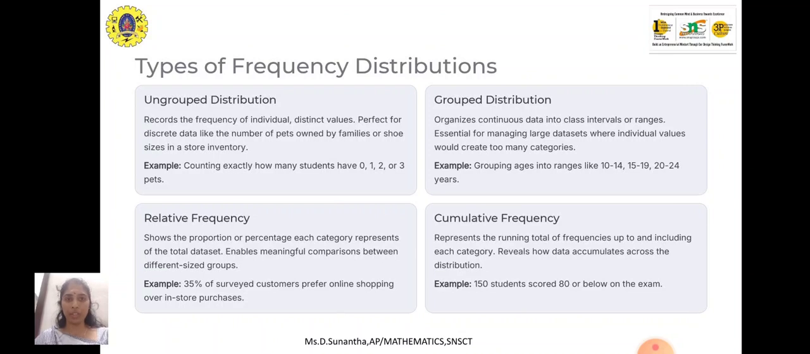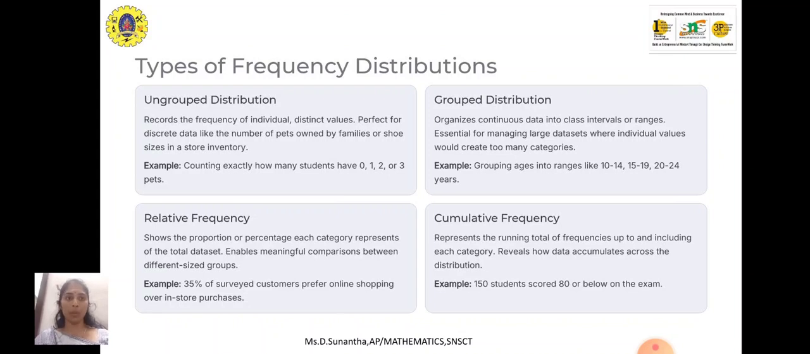So next is relative frequency, which shows the proportion or percentage each category represents of the total dataset, enabling meaningful comparisons between different size groups. Example, 35% of surveyed customers prefer online shopping over in store purchases.